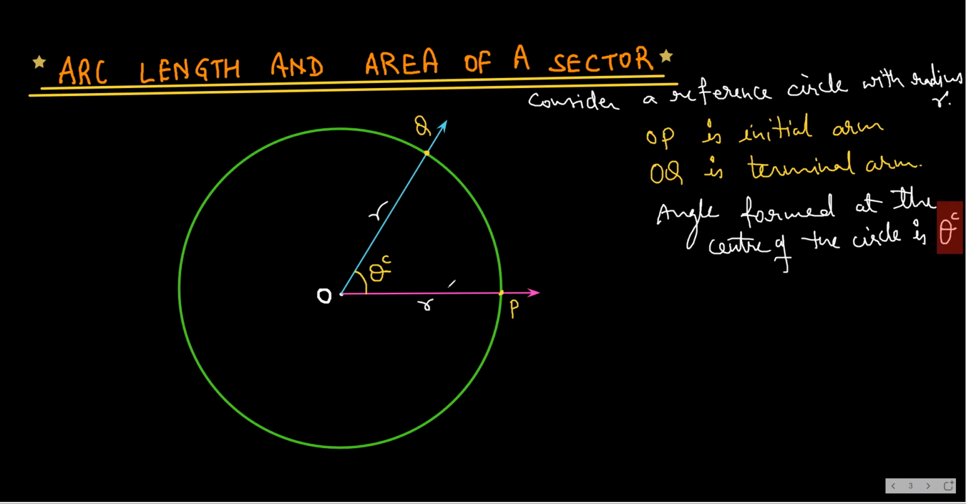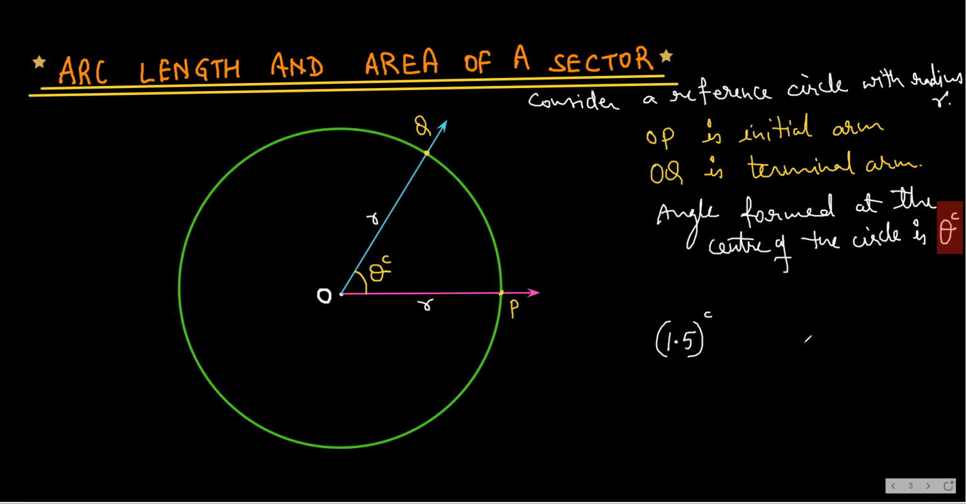And what is the central angle? Theta radian is the central angle. Students, you don't have to be too worried about this theta radian. I will make it clear. Suppose you have some angle and that angle is, say, 1.5 radian. What does it mean? 1.5 is the magnitude and it is measured in radian.